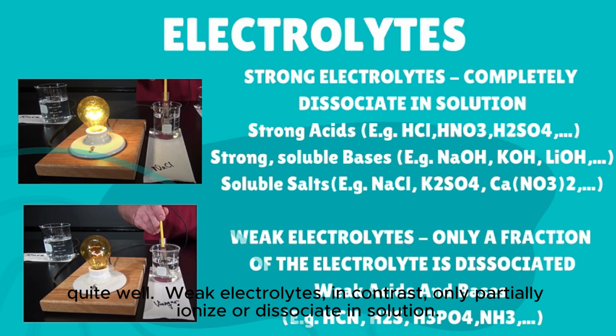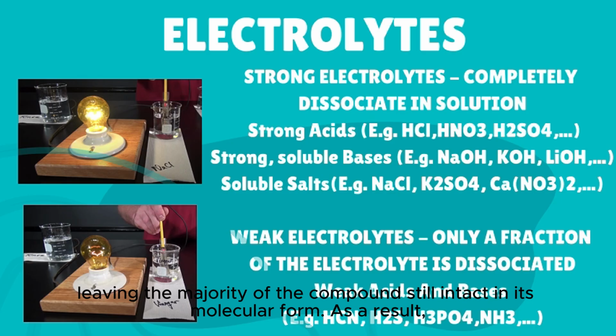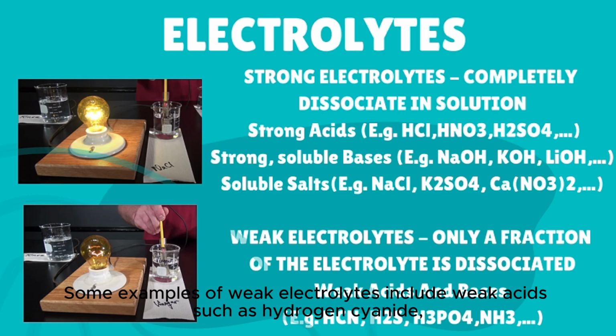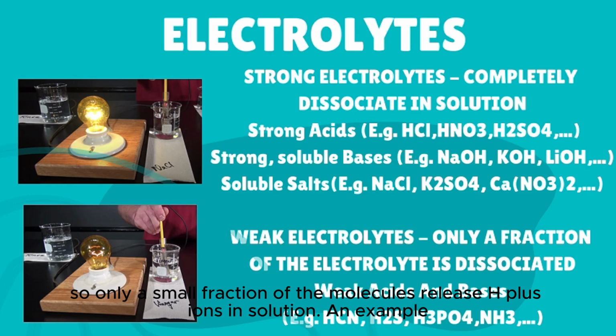Weak electrolytes, in contrast, only partially ionize or dissociate in solution. This means that only a small portion of the electrolyte molecules break up into ions, leaving the majority of the compound still intact in its molecular form. As a result, weak electrolytes conduct electricity much less effectively than strong electrolytes. Some examples of weak electrolytes include weak acids such as hydrogen cyanide, hydrosulfuric acid, and phosphoric acid. These acids dissociate only partially, so only a small fraction of the molecules release H+ ions in solution.